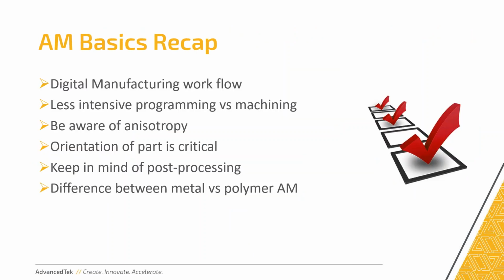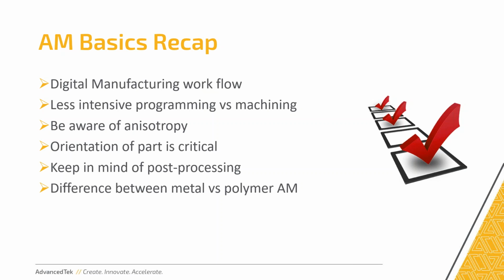So just a quick recap. AM is no different really than digital manufacturing, with the caveat that we have much less intensive programming than, say, machining in most cases. You do have to be aware of the anisotropy caused by building things layer by layer and stacking those layers. And then the key differentiator between additive and other manufacturing methods is orientation.